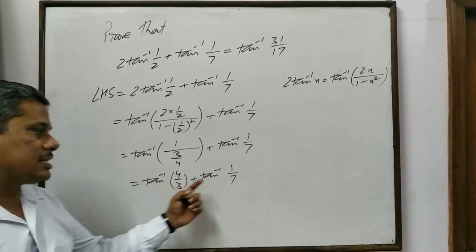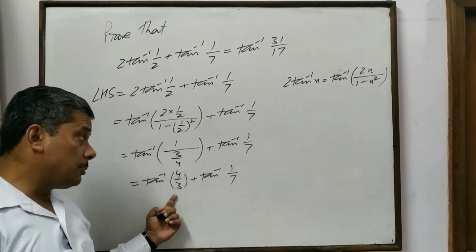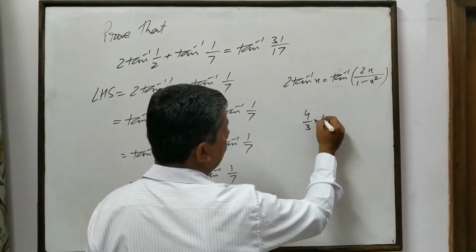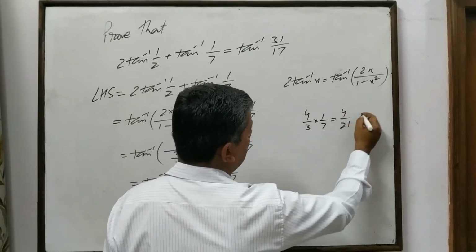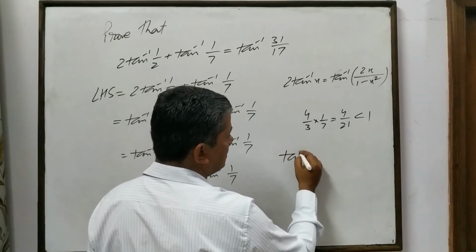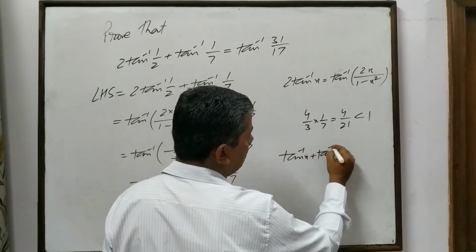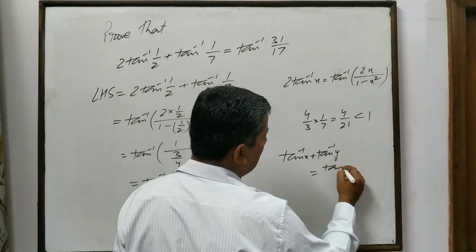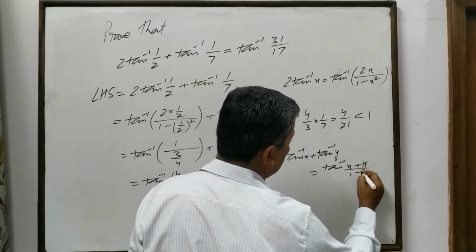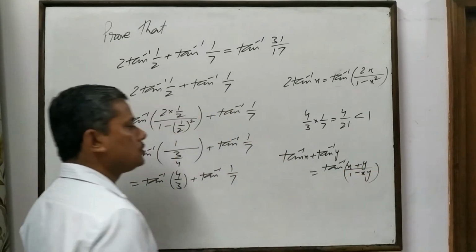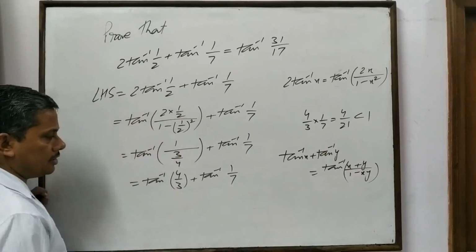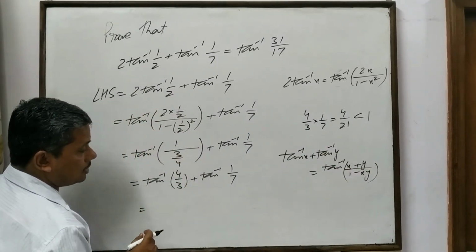Now whenever you do tan inverse x plus tan inverse y, always check x into y once. So here 4 by 3 into 1 by 7 is 4 upon 21, which is less than 1. If it is less than 1, then for tan inverse x plus tan inverse y, the formula is tan inverse x plus y upon 1 minus xy. So always check once whether x into y is less than 1 or greater than 1. In this case it is less than 1.